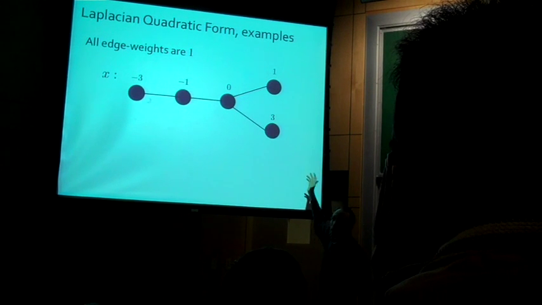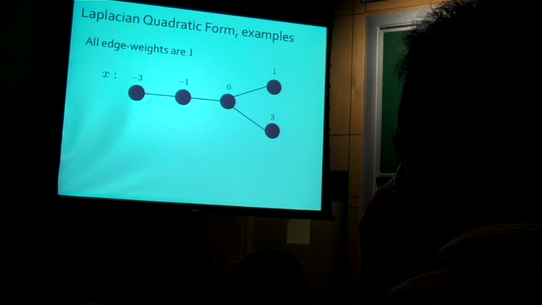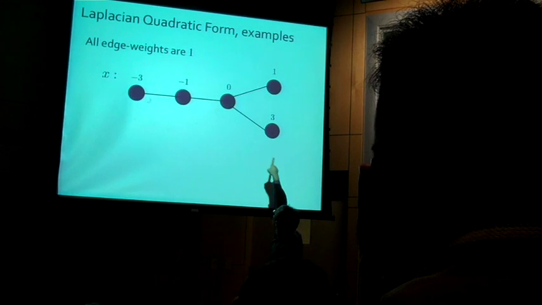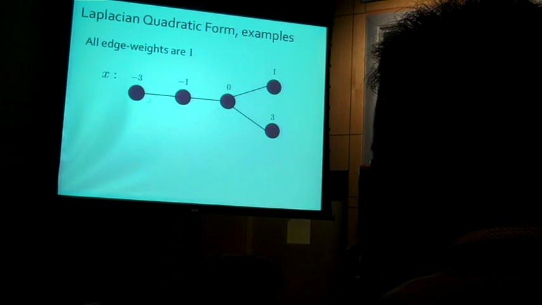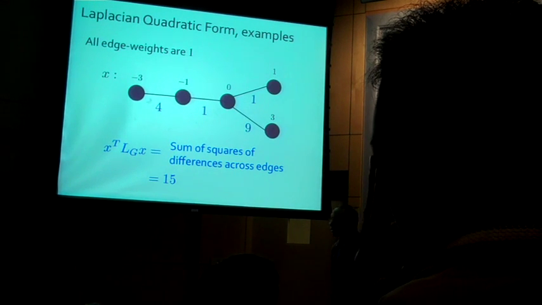If you now want to figure out the value of the quadratic form, you take a look at every edge. You take the difference of the value of this function across the edge. For example, for this edge, the difference is 3. You square it, and then you sum those squares, and that gets you the value of the quadratic form. Hopefully this will help clarify the notion of a quadratic form that we associate with the graph.